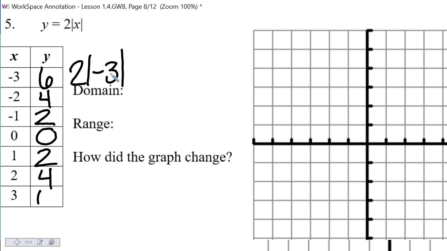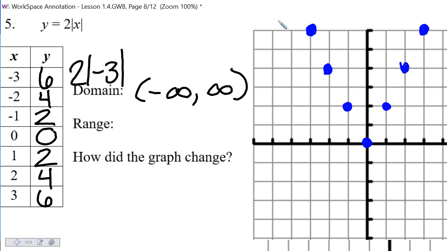I can go ahead and write the domain. What's the domain for all absolute values? Negative infinity to positive infinity. Every time. Now plot your points. -3 goes all the way to the top to 6. -2 goes up to 4. -1 goes up to 2. 0, 0. 1 goes up to 2. 2 goes up to 4. 3 goes up to 6. And if we did the math correctly and plotted our points correctly, it should have made a V shape.